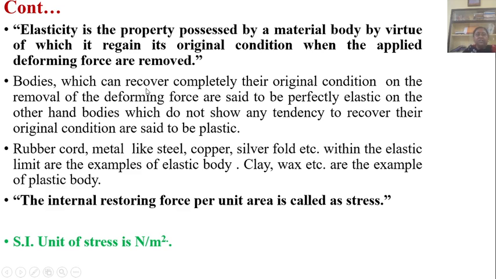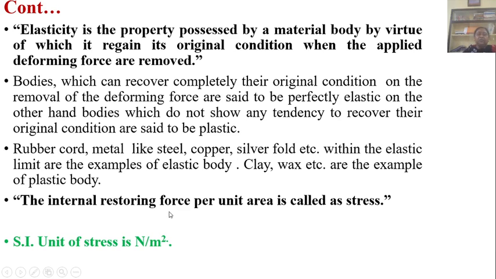Now bodies which can recover completely their original condition on the removal of the deforming force are said to be perfectly elastic. On the other hand, bodies which do not show any tendency to recover their original condition are said to be plastic. Rubber cord and metals like steel, copper, silver, etc., within the elastic limit are examples of elastic bodies. Clay, wax, etc. are examples of plastic bodies.